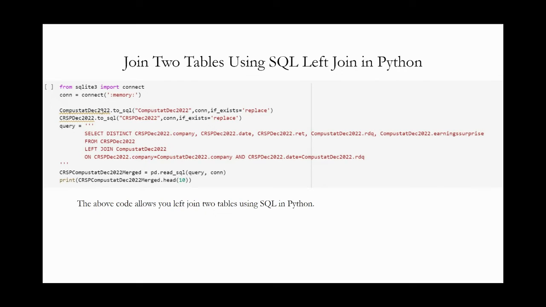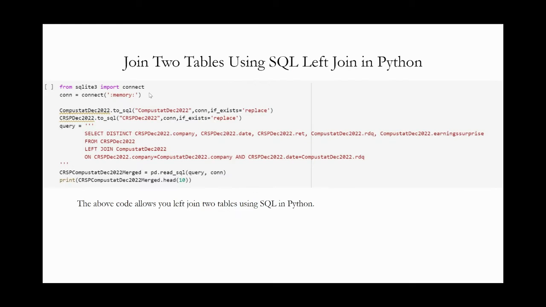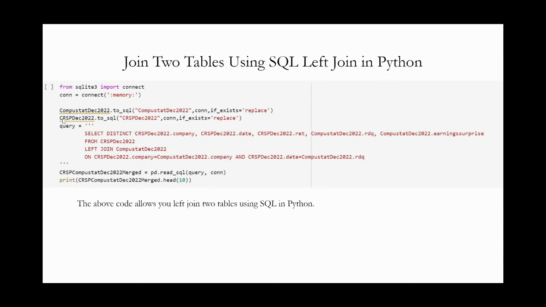Okay, now what we want to do is, instead of just introducing one table to SQL, we need to introduce two. Why? Because we need to bring both into the SQL command so we can left join them together. So the first two lines of our SQL code is basically write this CompuStat December 22 table to SQL. Okay, and now it's CompuStat December 22. It's in SQL. This is the connection, and if it exists, replace it. So if we already have a table in SQL called CompuStat December 22, 2022, we want to replace it with this data.